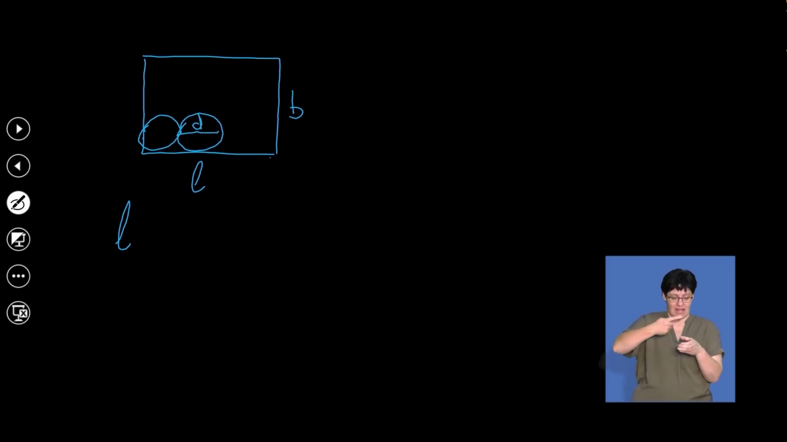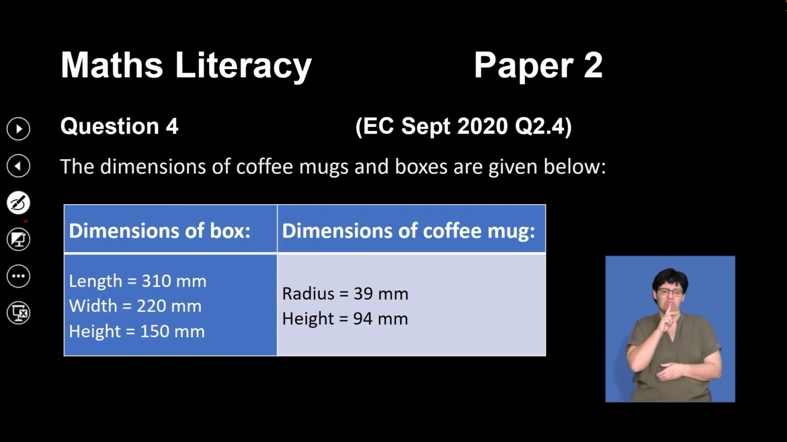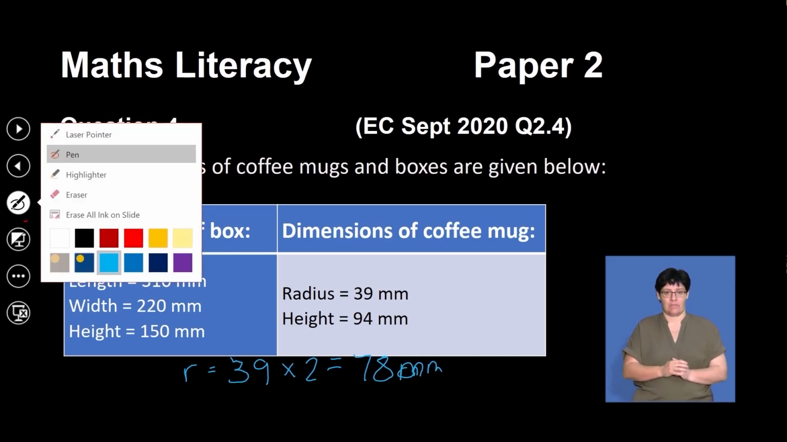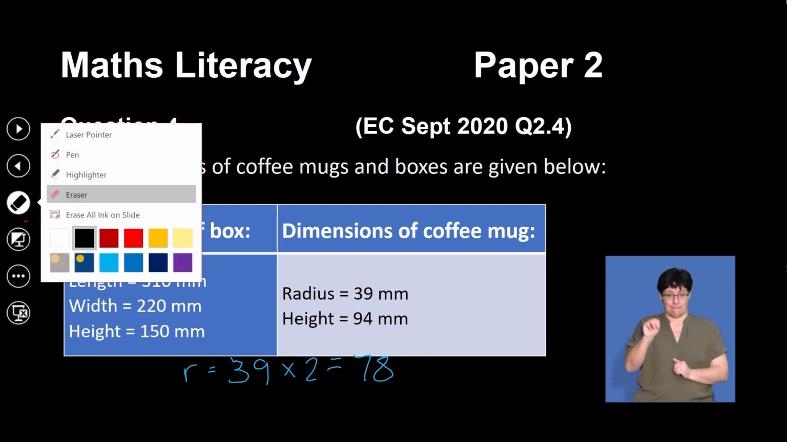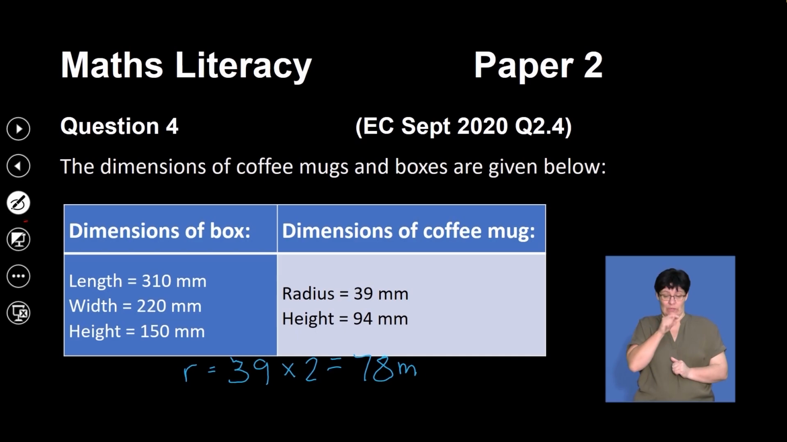So I'm just going to go check and see what my lengths are. My length of my box is 310 millimeters. My radius was 39. That's my radius. My diameter, of course, is that times 2. So that is 78 millimeters. So I'm going to be using that value, and I'm going to be using my 310.